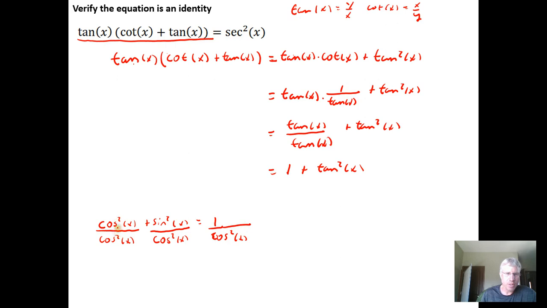So when we do that, we get cosine squared over cosine squared is 1, plus the tangent squared of x equals 1 over cosine squared, which is secant squared of x. And that tells me that 1 plus the tangent squared of x by a Pythagorean identity can be replaced with the secant squared of x. And at that point I've verified the identity because I've been able to manipulate the left-hand side into the right-hand side using a series of identities.